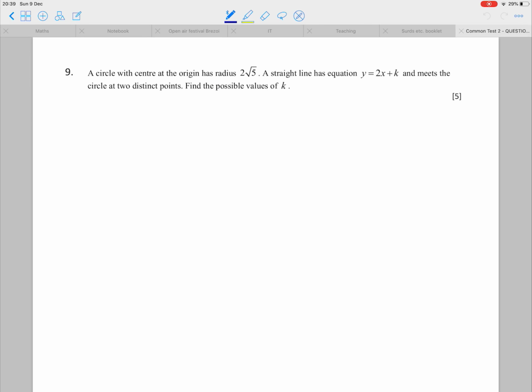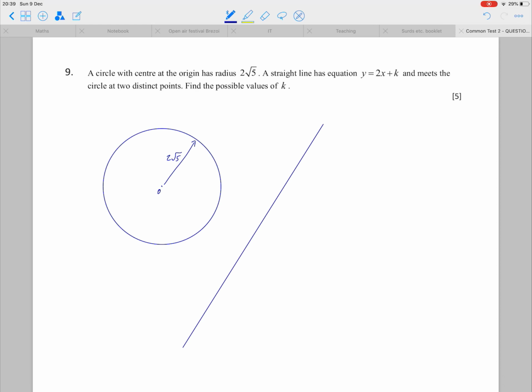Number 9. Okay, sketches are good. As a general rule, sketch stuff. You've got a circle with centre the origin. It has radius 2√5. And then we have another straight line with equation y equals 2x plus k. And it meets the circle at 2 distinct points. So think carefully, 2x plus k. So roughly speaking, we've got a steepish line.